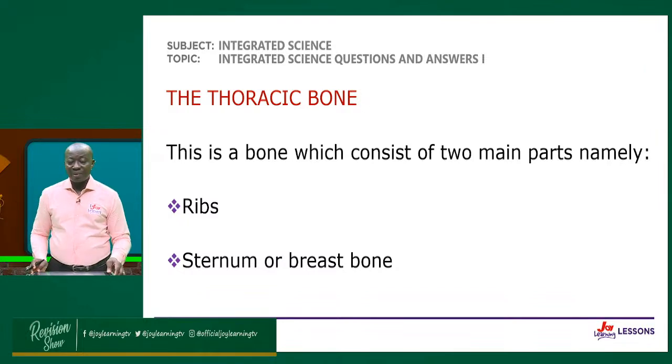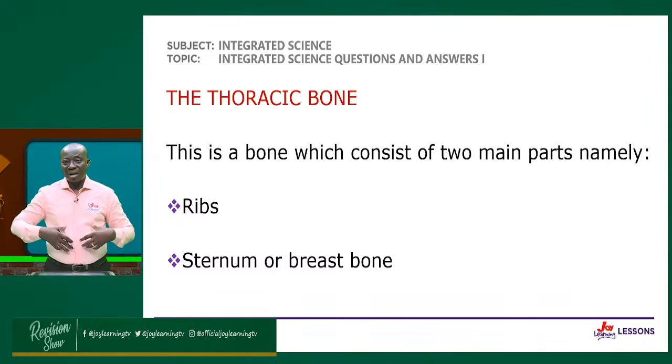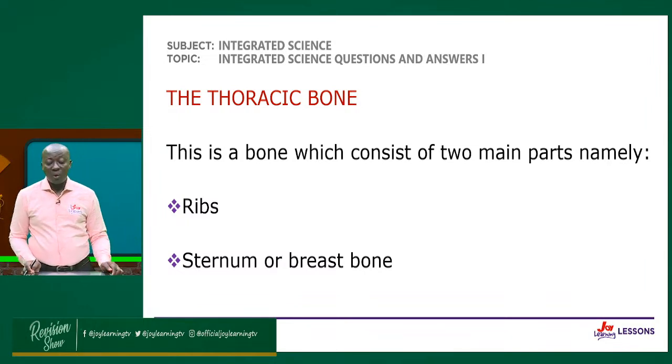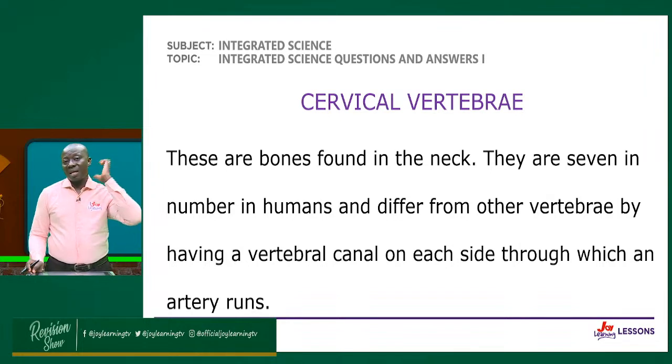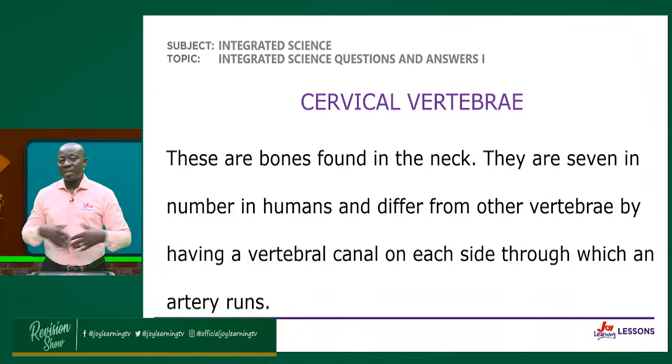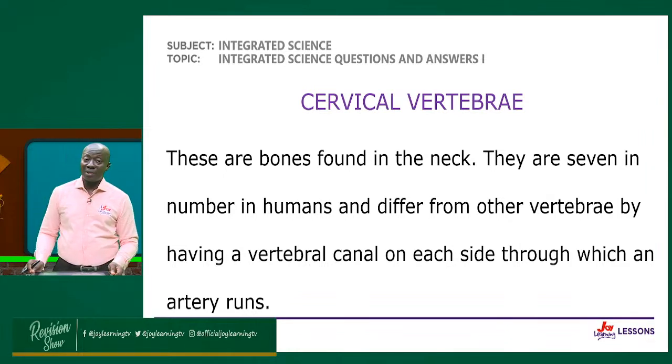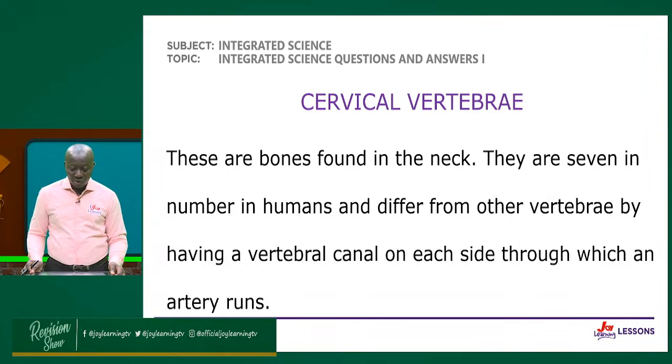Now the thoracic bone. Let's look at the bones apart from the cervical. The thoracic bone consists of two main parts, namely the ribs and the sternum or breastbone. We've described the sternum and the ribs forming the rib cage. Now I want to descend further into the various parts of the vertebral column. We start with the cervical vertebrae, the very set that starts the vertebral column.